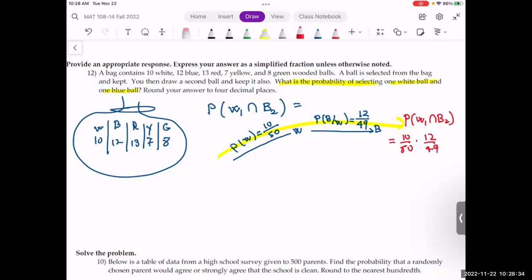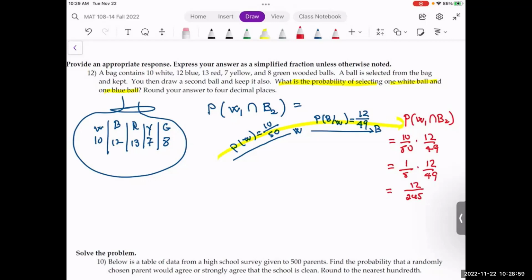All right, and you do your simplification. I think you can simplify by 5, so this is 1 over 5, times 12 over 49. I think you cannot simplify further. So this is going to be 12 over 245. All right, that's one way to do it.